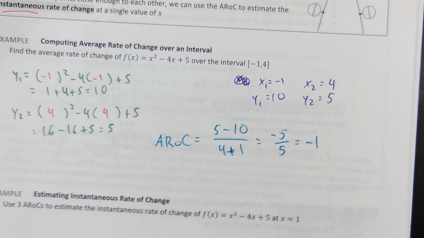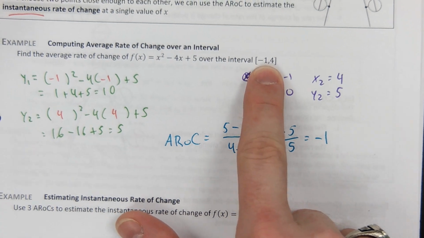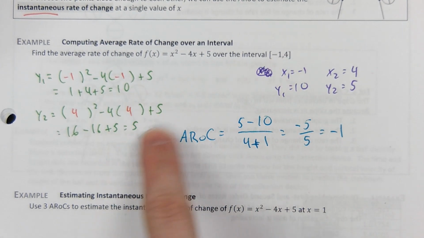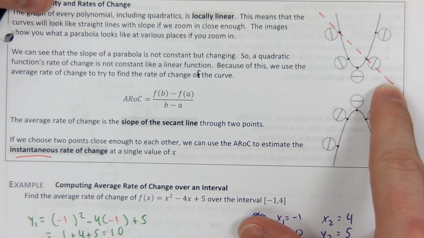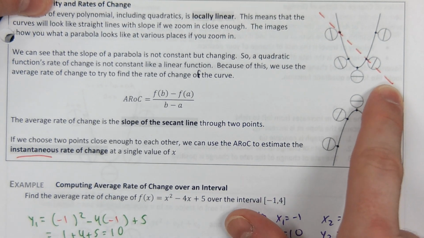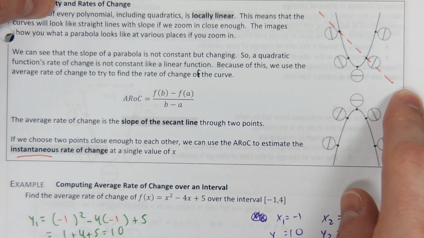Yesterday we finished off by talking about the average rate of change of an equation, and that was simply just plugging in the x's, getting the corresponding y values, and finding the slope between them. And that was the slope of what we call a secant line. A secant line is any line that goes through 2 points on a curve, and its slope is the average rate of change over that interval.